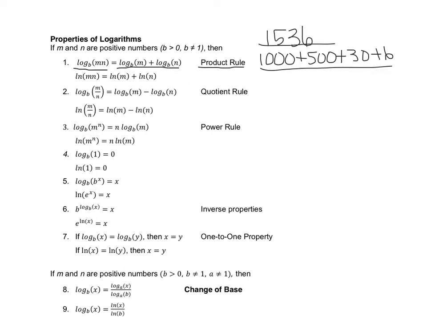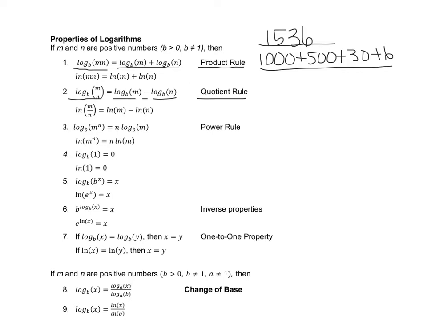Now, same thing with the quotient rule. So let's say you have two things divided. This would be our standard form, where you have one single log with m divided by n. But if we wanted to expand that out, we could write log of m minus log of n, and that would be written out in expanded form. So product, think plus; quotient, think minus.